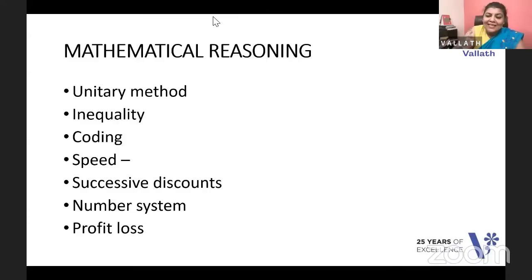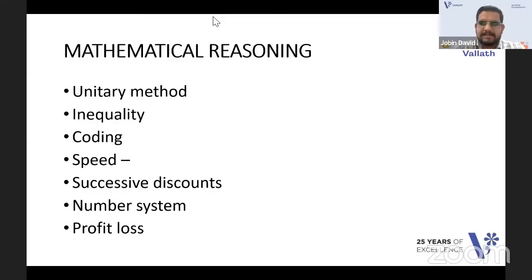Ankita, did you find the unitary method difficult? I think it was with the apple question. No, we didn't have any apple question in the first shift. It was like 120, something to find the unitary cost or anything like that. And from the maths portion in the first shift, we had one work and time question, that was right.